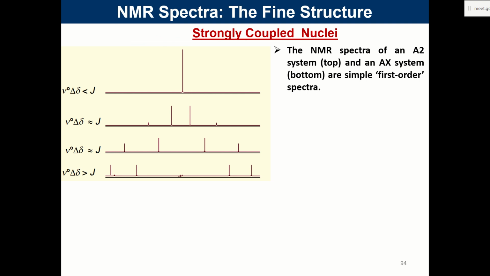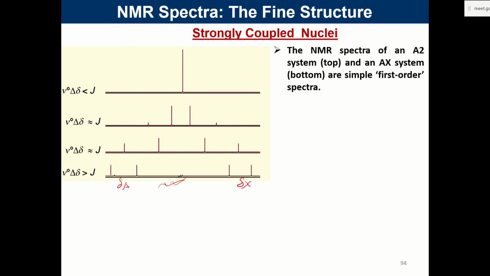We are trying to understand this through this picture. This is a typical AX type system at the bottom, with A and X appearing at different chemical shifts. This is what we have studied so far: if the chemical shift values of the two interacting nuclei are farther away from each other, then in an AX system both will split in this fashion and equal intensity will be obtained. This is the bottommost spectrum we are seeing here.